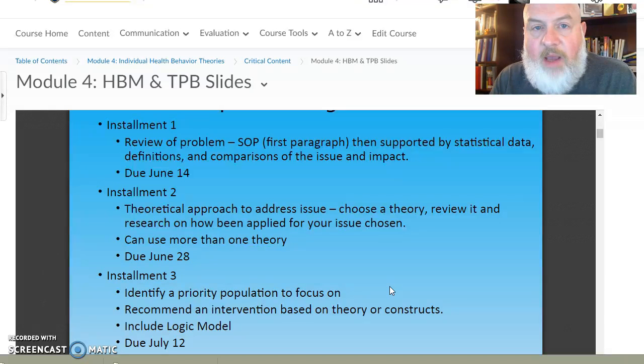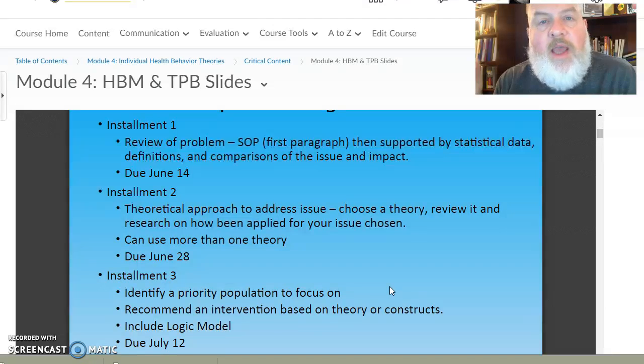Don't wait for the feedback, because you could already be thinking about what kind of theoretical approach you would like to explore to address this issue. And it may be one theory, it may be multiple theories, but for installment 2, this solution paper part 2, what you'll do is, of course, choose a theory. We want you to review it, research how it has been applied to the issue at hand from other people, or for some of you, you're going to say, well, it's not ever been covered in this particular topic that I'm interested in. Well, that's okay too.